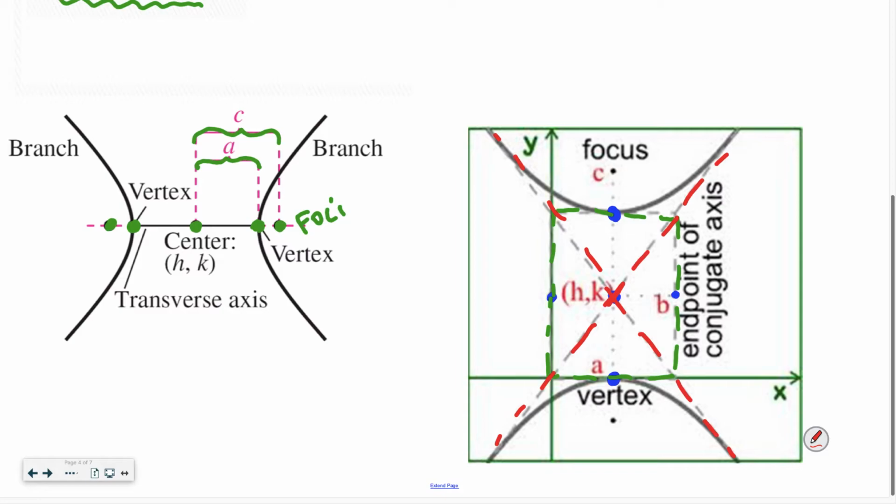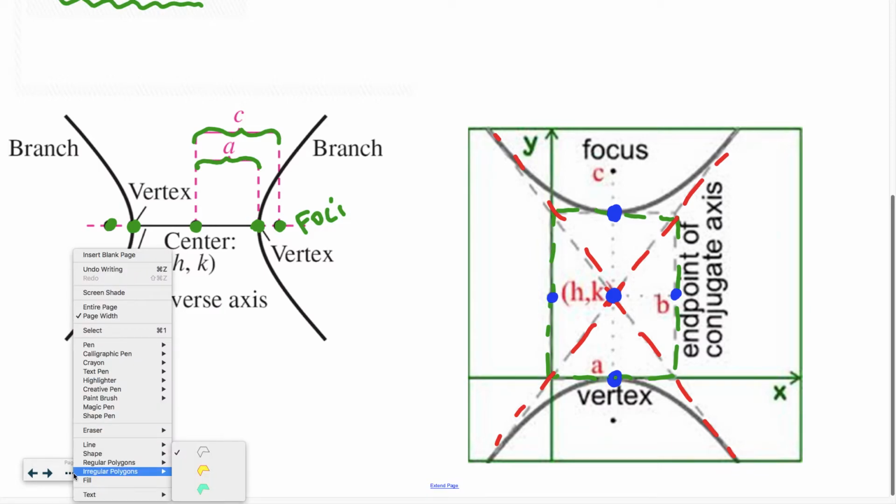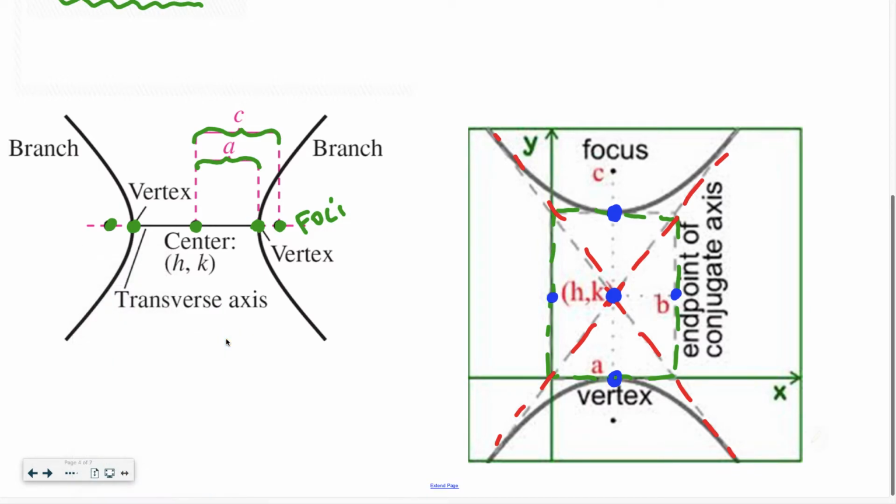So we're going to plot our center. We're going to plot our vertex points. We're going to go in the other direction, B, so that we can create this rectangle. Let me get my highlighter. We're going to create this rectangle that goes through those 4 points, and then our asymptote will go through the corner.